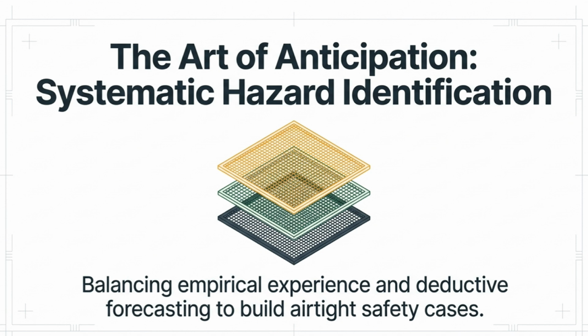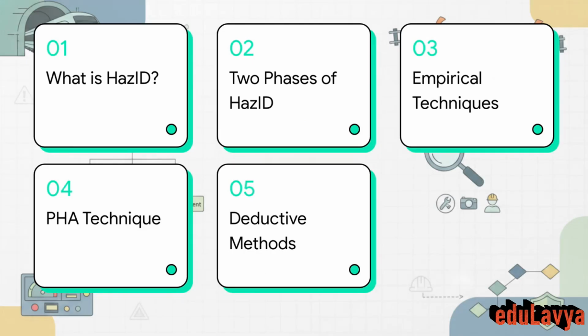So let's just jump right in and explore the actual engineering techniques we use to build a truly safe railway. To get us there, here is our game plan for today. First, what exactly is hazard identification? Second, the two phases of HazID. Third, empirical techniques, specifically using checklists. Fourth, preliminary hazard analysis. And finally, deductive methods, looking at brainstorming and HAZOP.